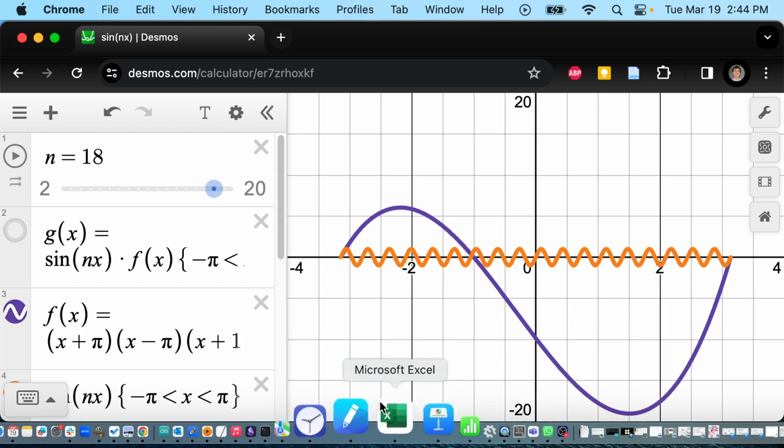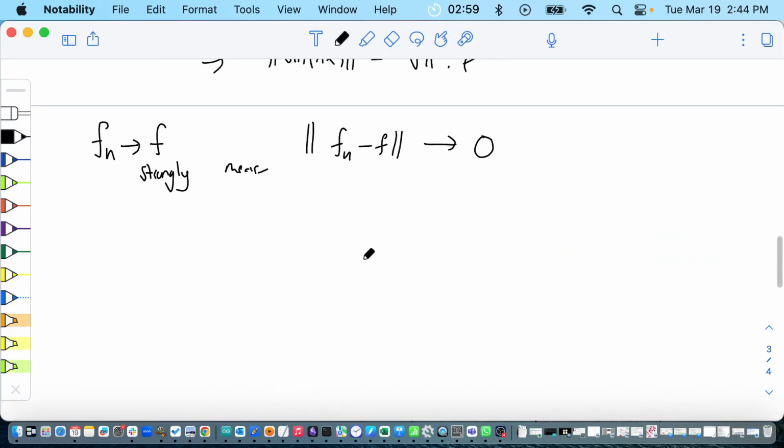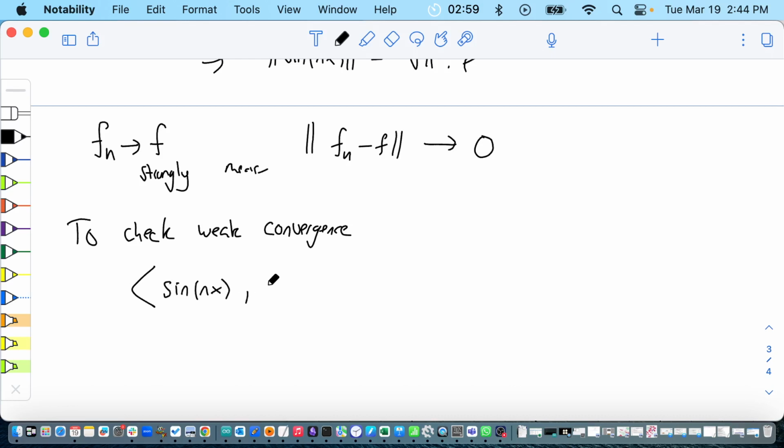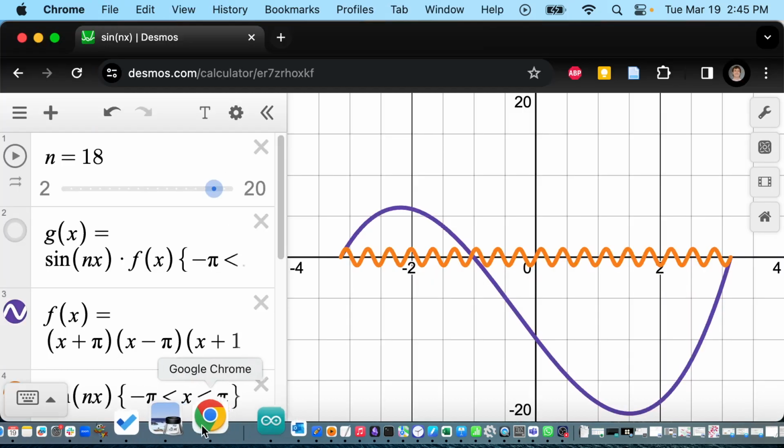So let's write this down, just so we can think of what's going on. To check weak convergence, you take sine of nx against some function f of x for some fixed function f, and we want to check that this goes to 0. Check that. And if this was R2, you would have two directions. We're working in L2, so there's infinitely many directions. There's infinitely many functions f you can put in. I just put in some example over here, this purple guy.